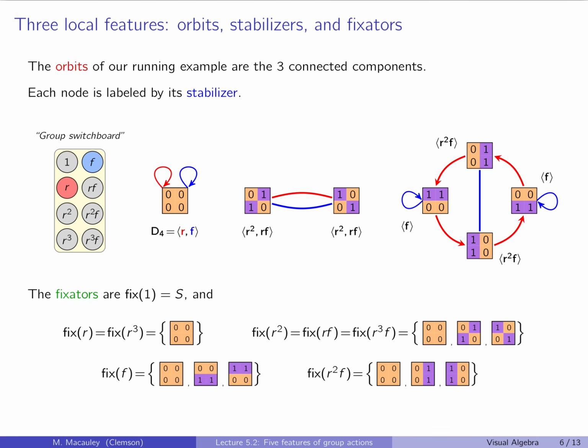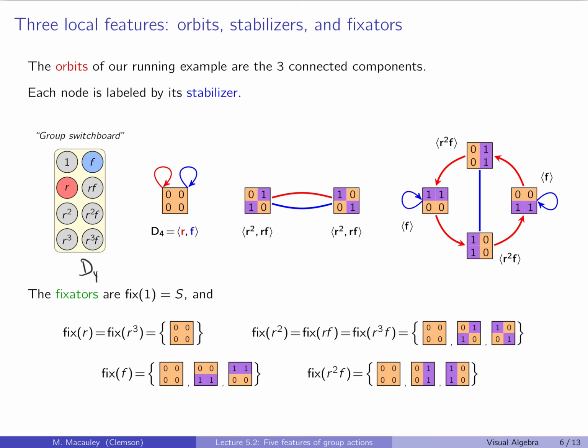Let's now return to our running example from the previous lecture. Please watch that if you have not, and understand what the orbits, stabilizers, and fixators are in that. So for this one, the group D4 acts on a set of 7 so-called binary squares, and here's the action graph. Pressing the R button rotates things 90 degrees counterclockwise, and pressing the F button flips it about the vertical axis. So there are 3 orbits. These are the connected components.